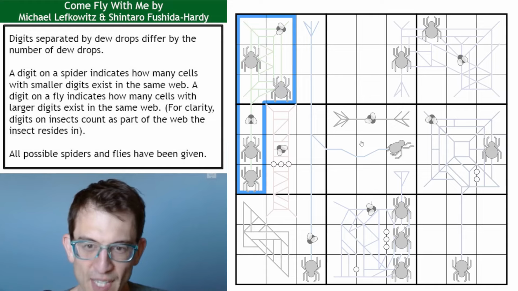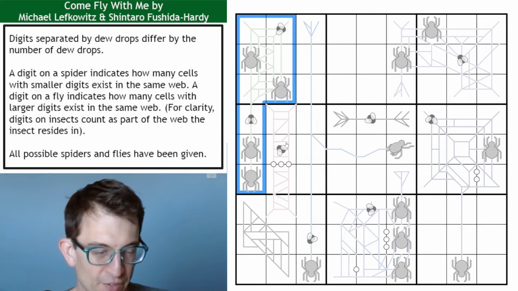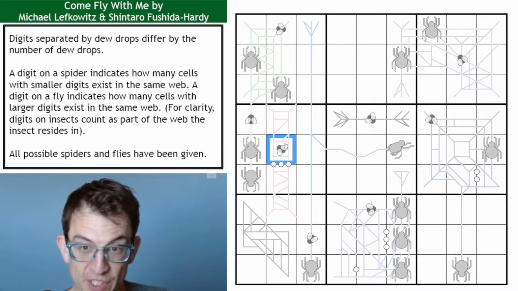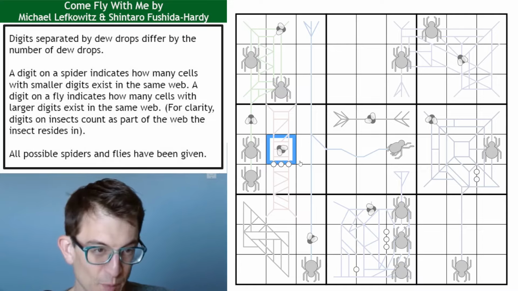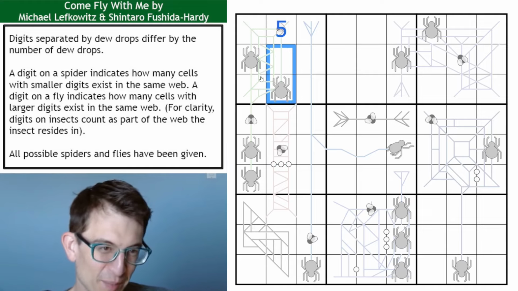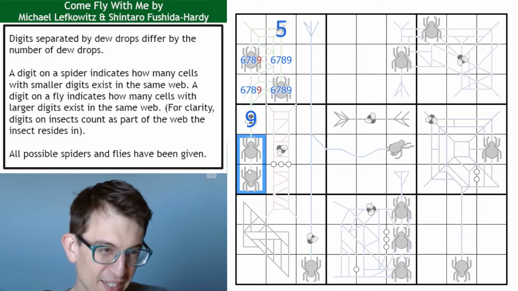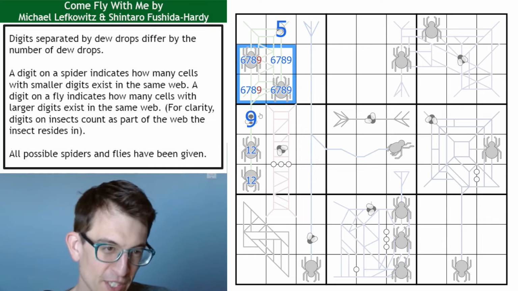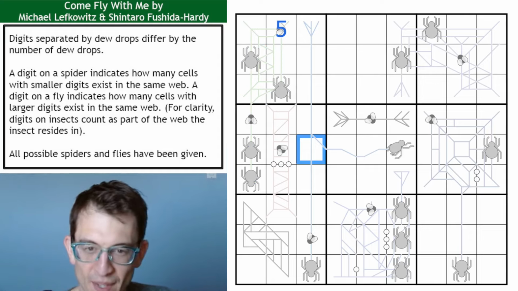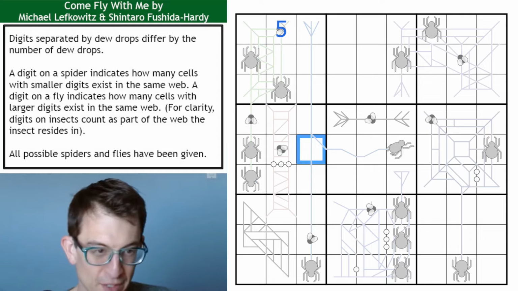And flies, I think, are the opposite, right? So a fly on a web indicates how many cells with larger digits exist on the same web. So if this were, say, 5 again, we might get 6, 7, 8, 9 here. We might get a 9 here, and then something like 1, 2 here. So these 5 digits would be more than 5. That would satisfy the fly.